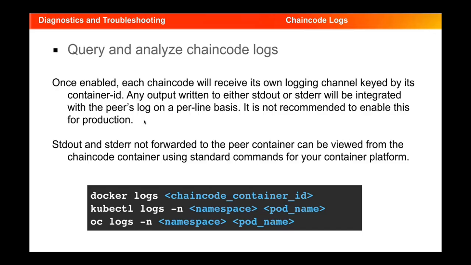So that a third person will not get to know what is happening inside your system. The stdout and stderr not forwarded to the peer container can be viewed from the chaincode container using standard commands for your container platform. These are the commands that can be used to see the logs generated by the chaincode when we are trying to execute it. I am going to explain these to you in detail when we bring up the network and instantiate and initiate the chaincode.